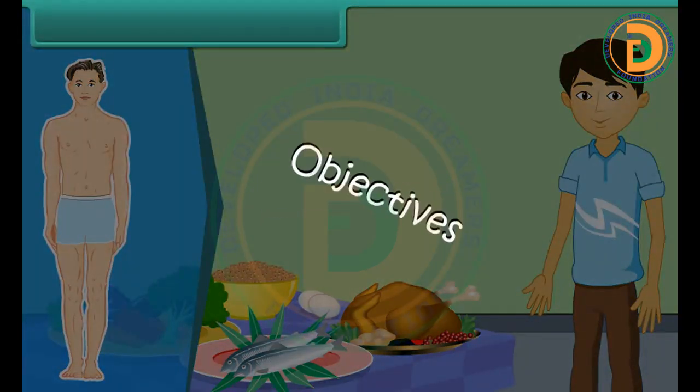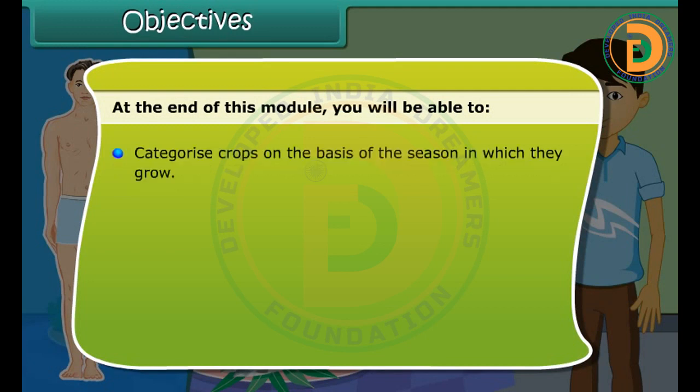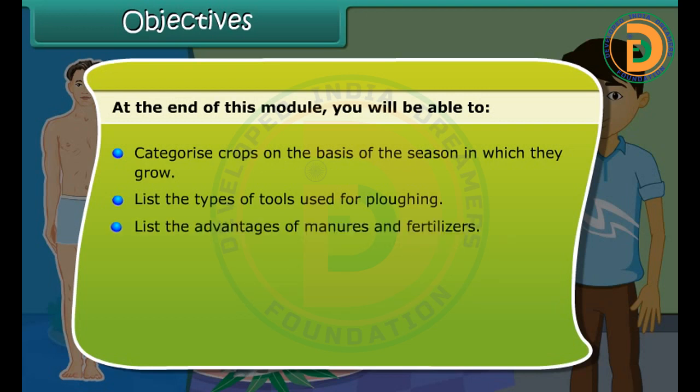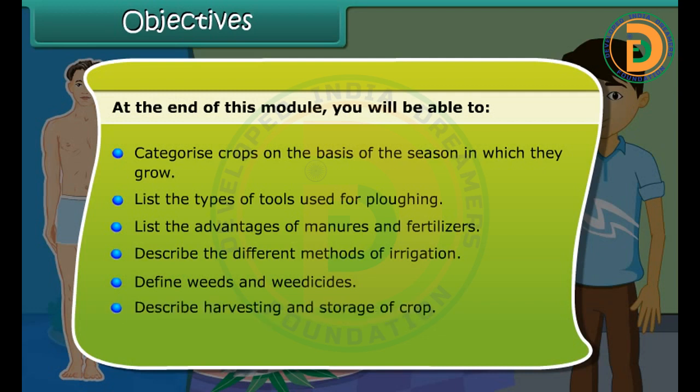Objectives. At the end of this module, you will be able to categorize crops on the basis of seasons in which they grow, list the types of tools used for plowing, list the advantages of manure and fertilizers, describe the different methods of irrigation, define weeds and weedicides, describe harvesting and storage of crop, and explain animal husbandry.